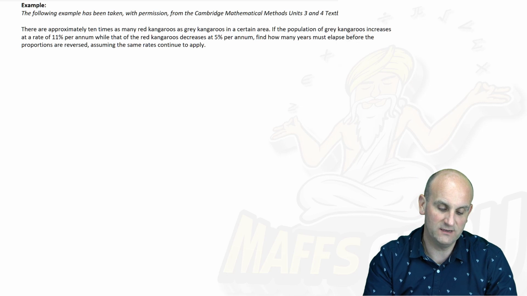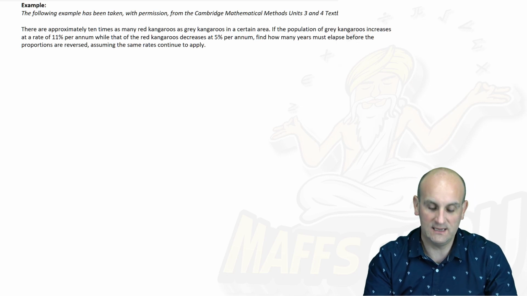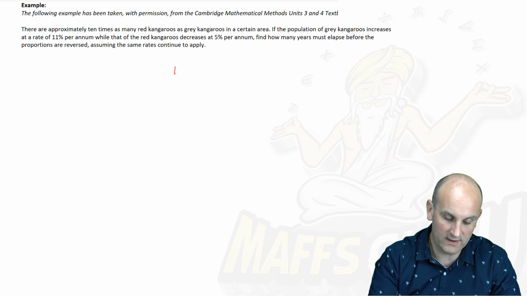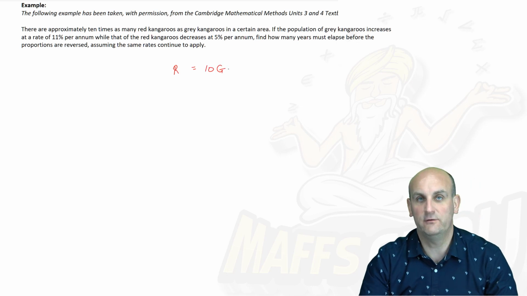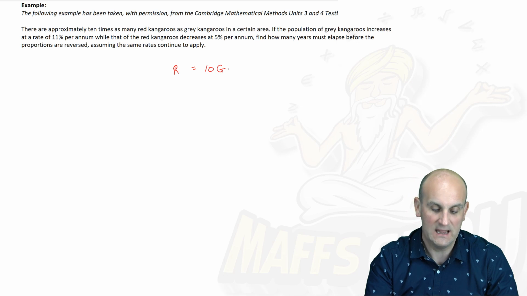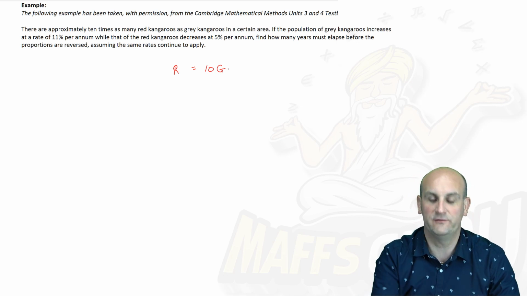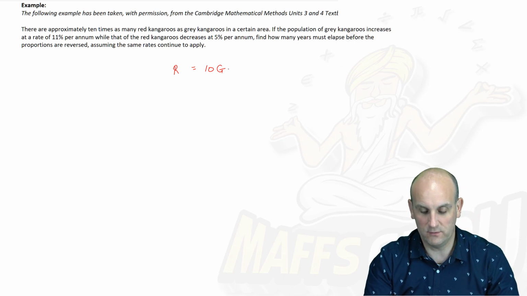There are 10 times as many red kangaroos as grey kangaroos. So we now know that the red kangaroos are equal to 10 times the grey kangaroos. Take a grey kangaroo and times it by 10, and you've got 10 times as many, right? So many people get that the wrong way.